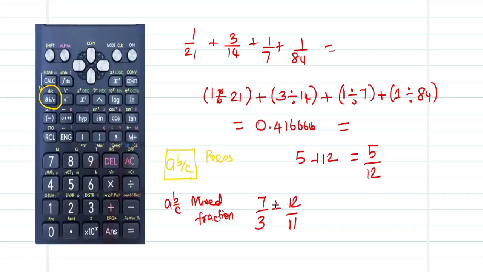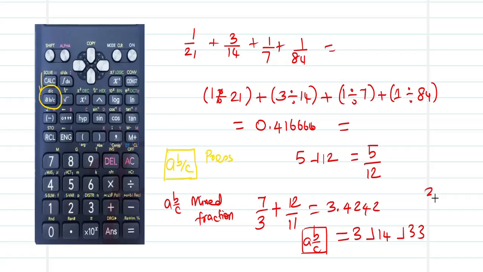So whenever we are going to add this kind of quantity, say suppose the answer is going to be 3.4242. So it goes 3 times and then leaves a decimal part over here. Now when you press this a b by c button, then the answer for it will be 3, 14 and 33. This is nothing but a mixed fraction. What is going to be a mixed fraction? You write it in the form 3, 14 by 33. That is, it goes 3 times full and then leaves a fraction of 14 by 33.